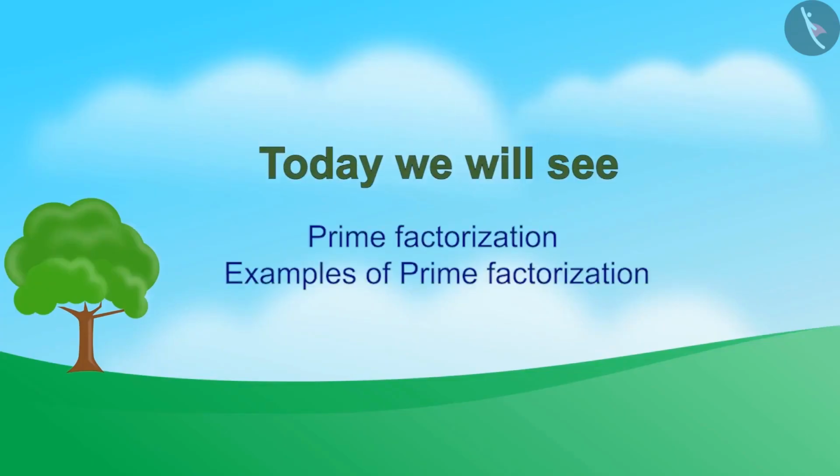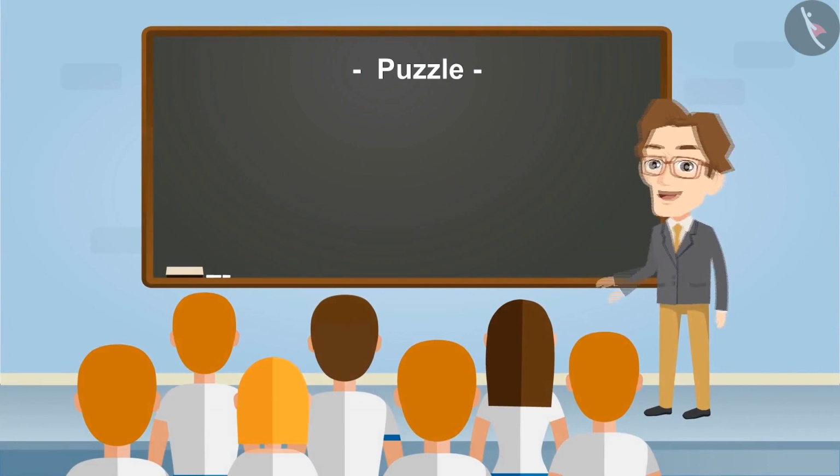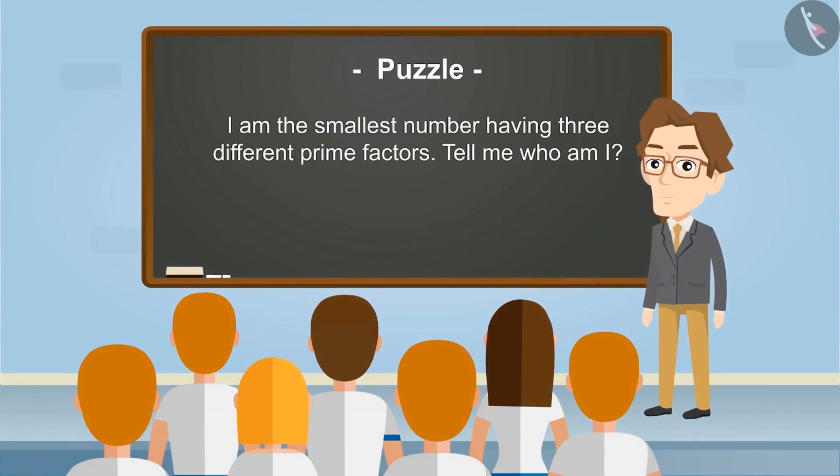Today we will see examples of prime factorization. A puzzle game is going on in a classroom. The teacher has written a puzzle on the blackboard. The puzzle is, I am the smallest number having 3 different prime factors. Tell me, who am I?